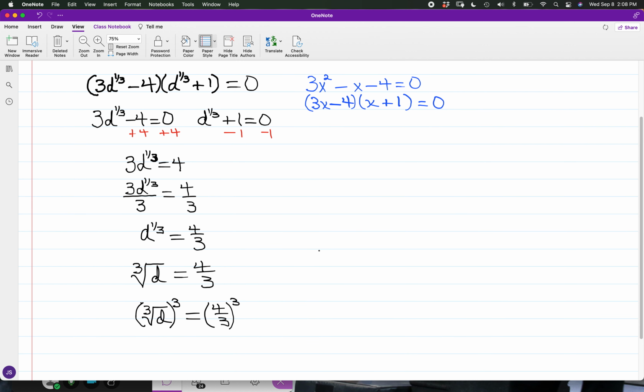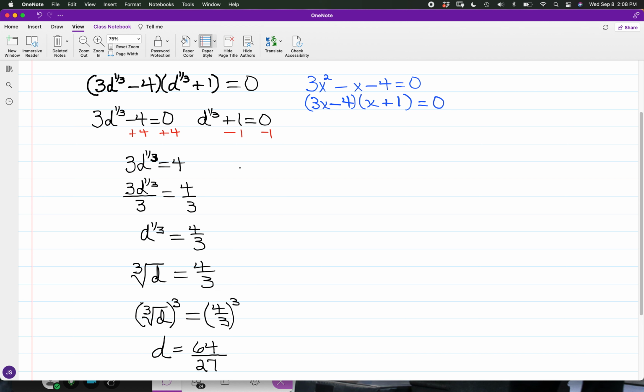And for the cubic root of d to the 3rd, the 3's go out, so you have d equals 4/3 to the 3rd. Okay, you've got 4 to the 3rd: 4 times 4 times 4 is 64, and for 3 cubed, you have 3 times 3 is 9 times 3 is 27. So one solution here will be 64/27.